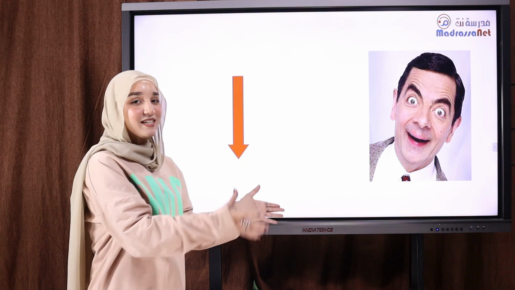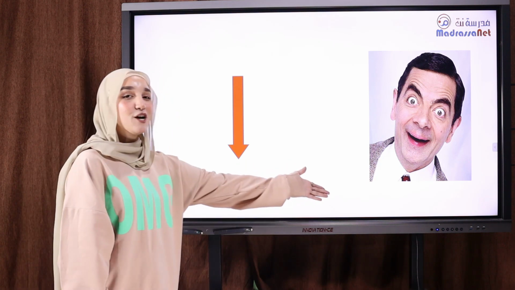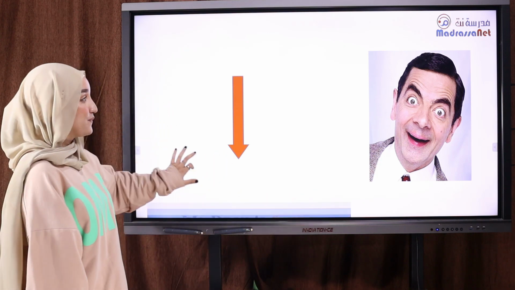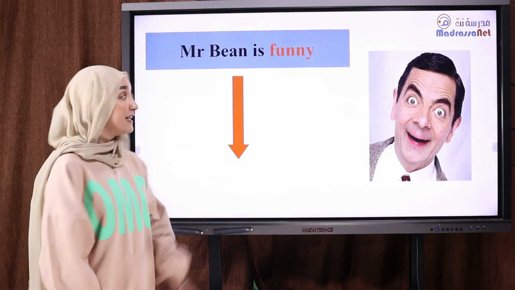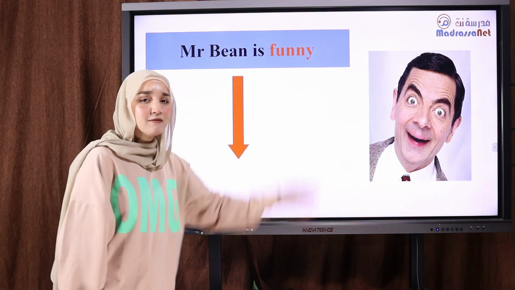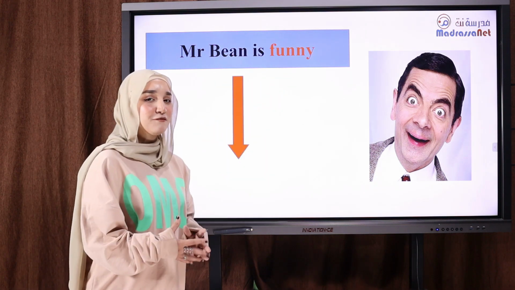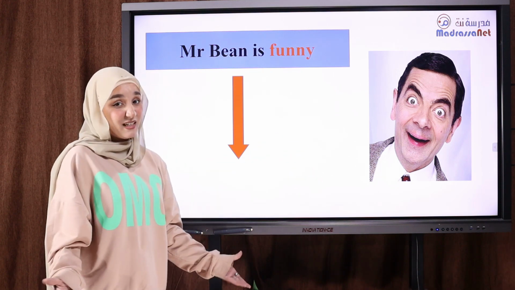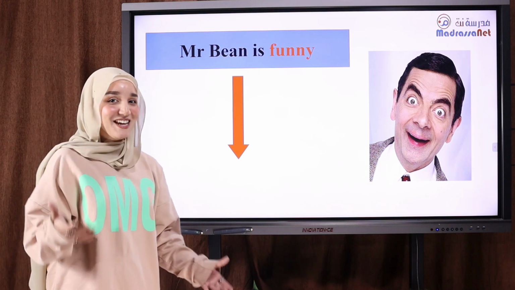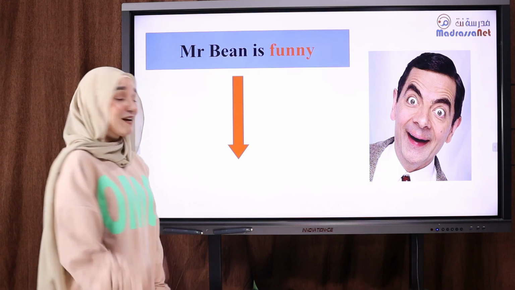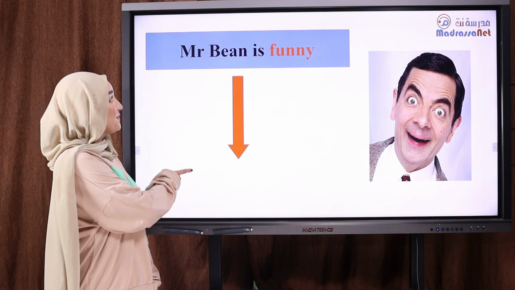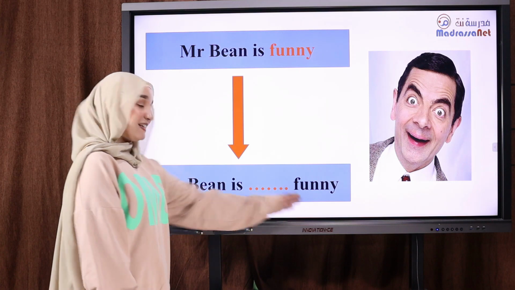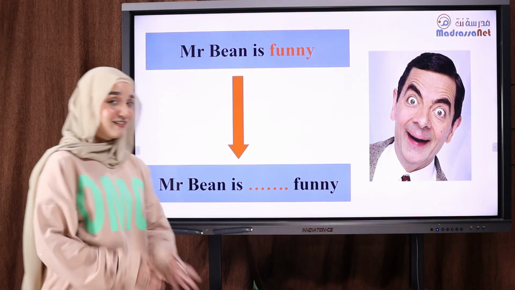This is pretty self-explanatory. Everyone knows Mr. Bean. He's pretty famous. So we're going to do the same thing. Mr. Bean is funny. Funny here is the adjective that best describes Mr. Bean because he's really funny. Oh, I just gave you guys the answer. So, which modifier best modifies the adjective funny?